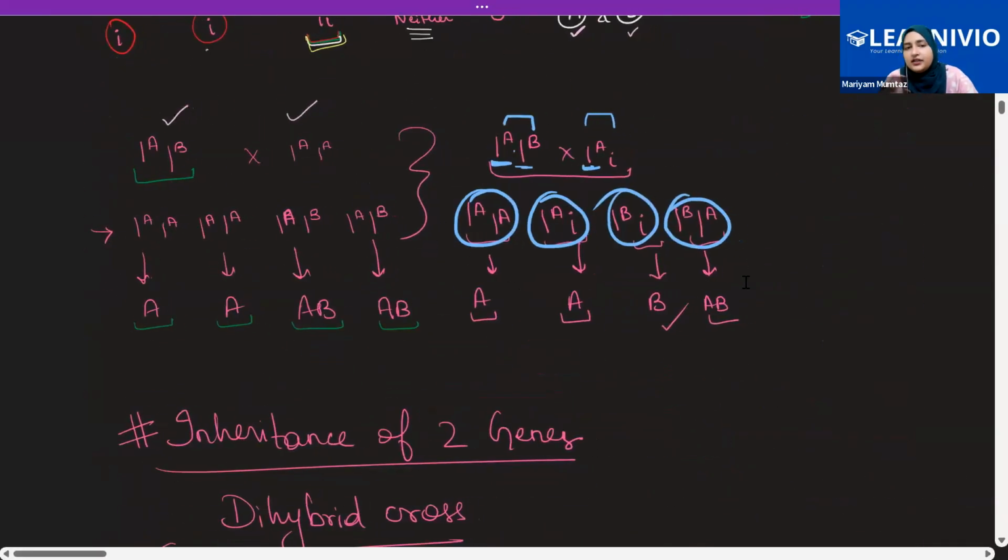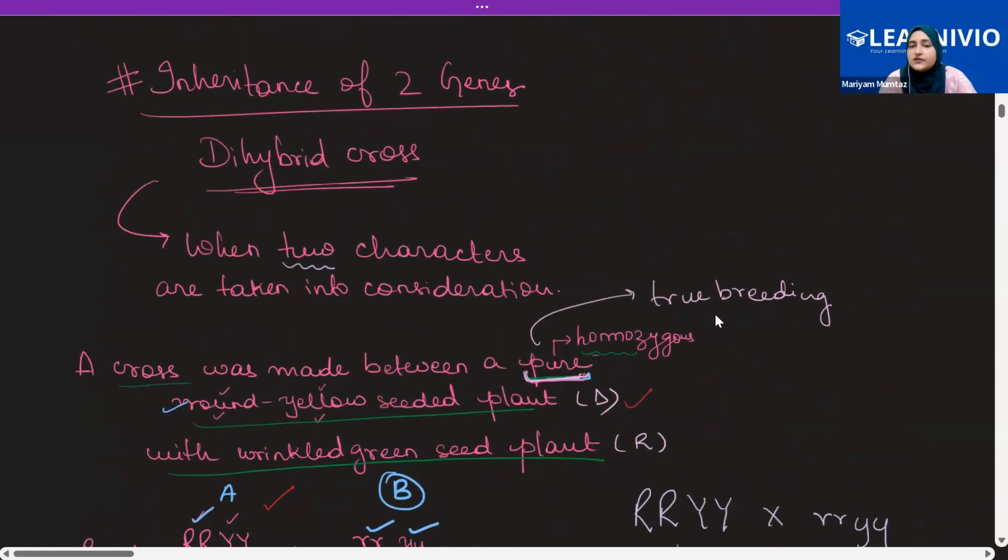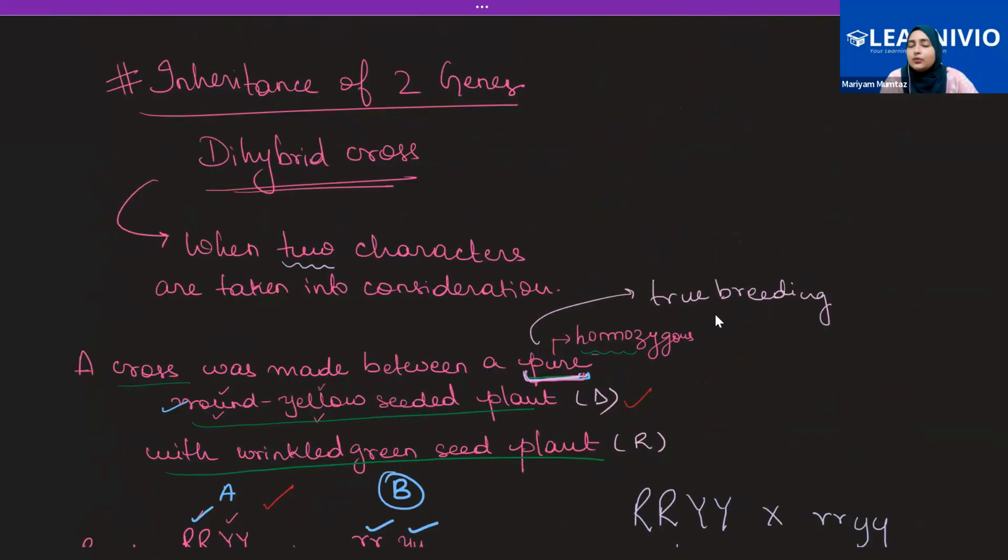So this is a variety of the problems that you can practice that I've written over here. Now, moving forward, talking about the inheritance of two genes, which we call the dihybrid cross. When we talked about the monohybrid cross, we were only taking one character into consideration. We just took height, or we could have taken seed shape or seed color. But now we're going to take two characters together.